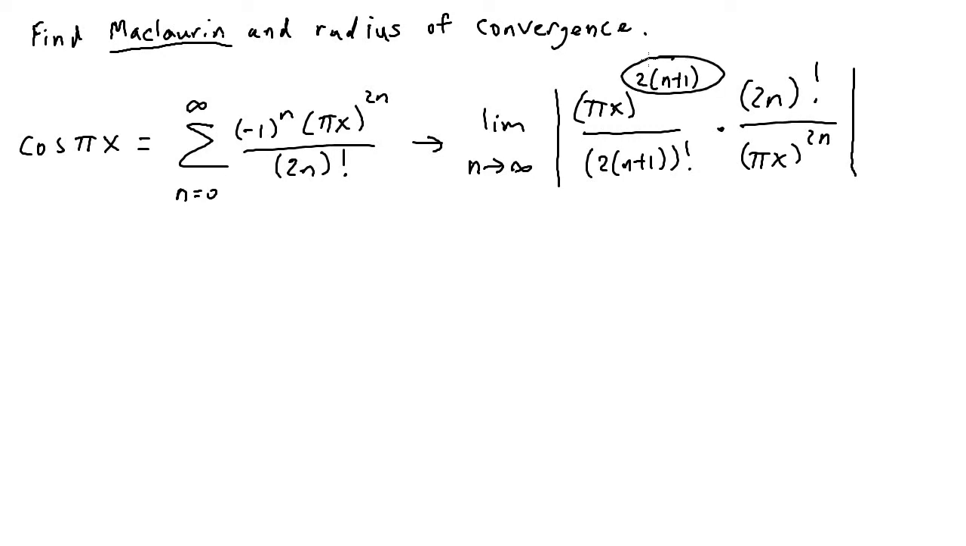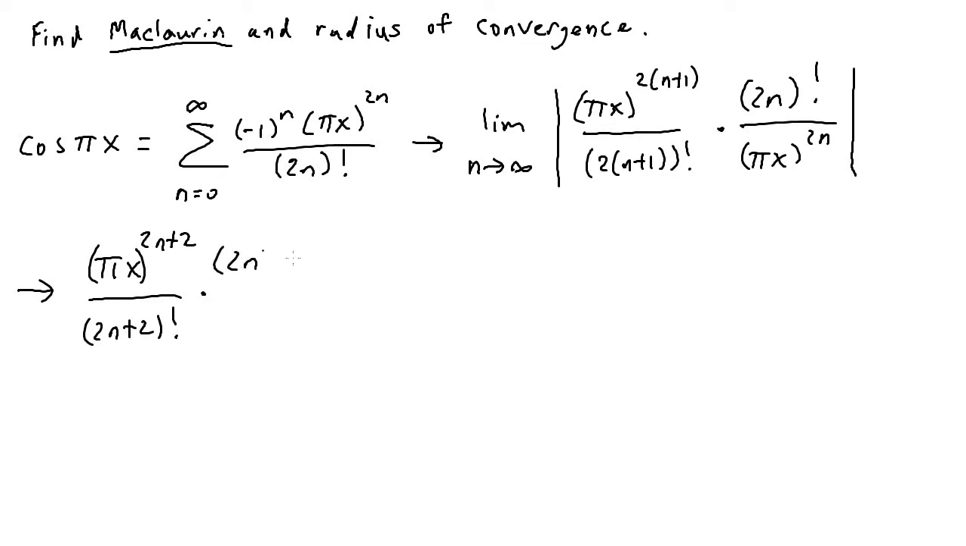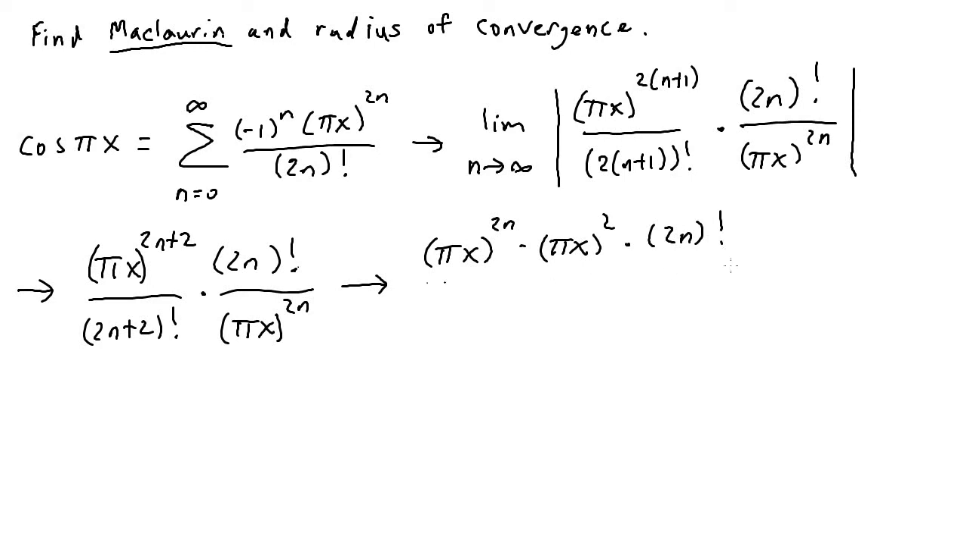And now I can simplify by distributing the 2 for the exponent and also the factorial. So if I rewrite it, we'll get pi x to the 2n plus 2 power over 2n plus 2 factorial times 2n factorial over pi x to the 2n power. So now I can go ahead and expand both the factorial and the exponent, so I can cancel out a couple terms. So we'll get pi x to the 2n times pi x squared times 2n factorial divided by, now if I expand 2n plus 2 factorial, it'll be 2n plus 2 times 2n plus 1 times 2n factorial times pi x to the 2n power.